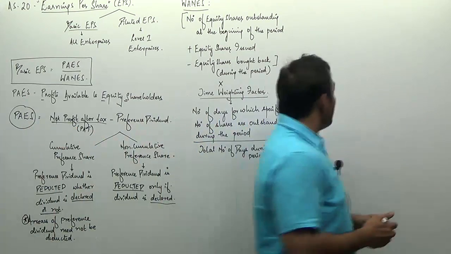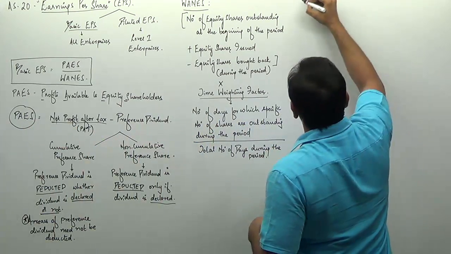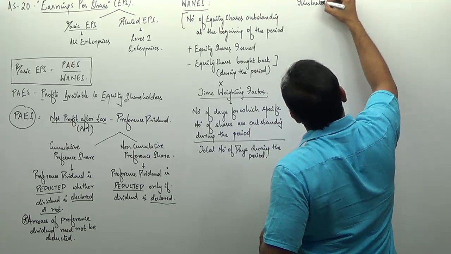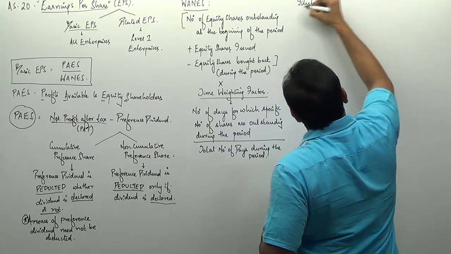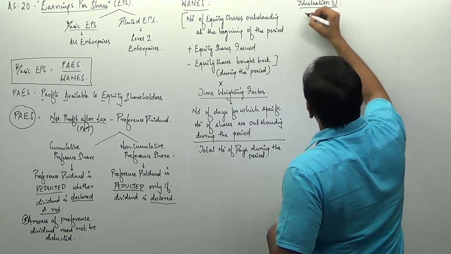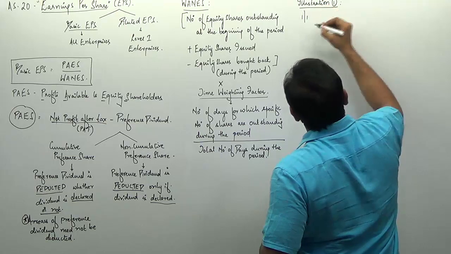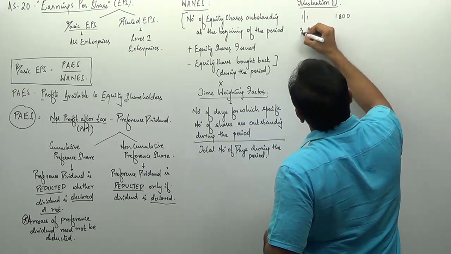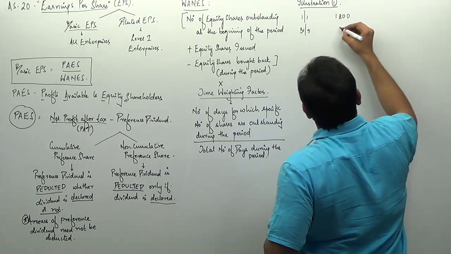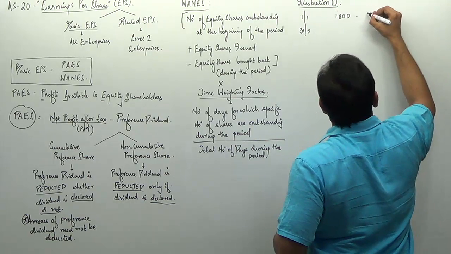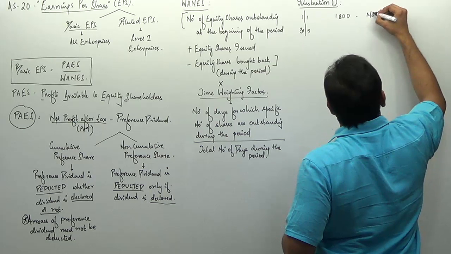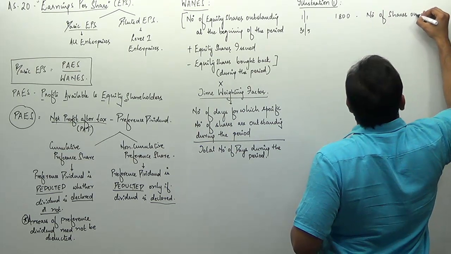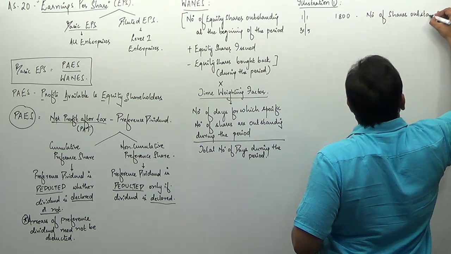Let's say, for example, in computation of EPS, I am taking an illustration 1. Let's say, for example, on 1st Jan, I had 1800 shares. Well, on 31st May, 1800 shares, number of shares outstanding. I'm taking some random figures, guys.